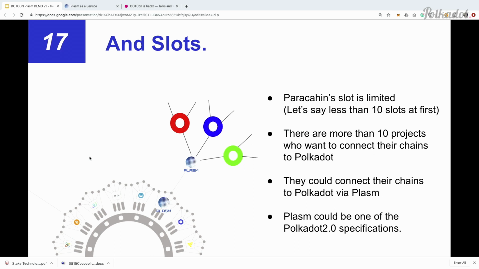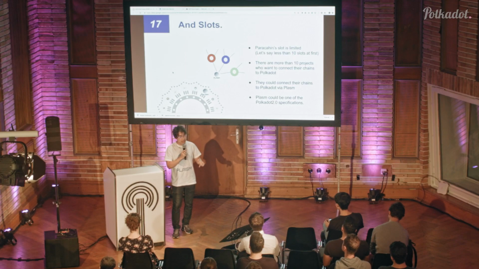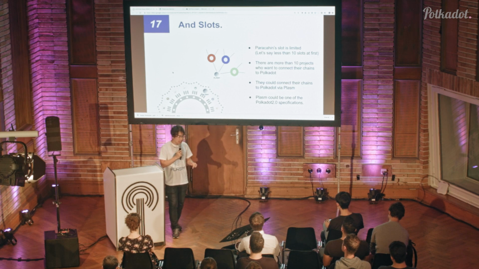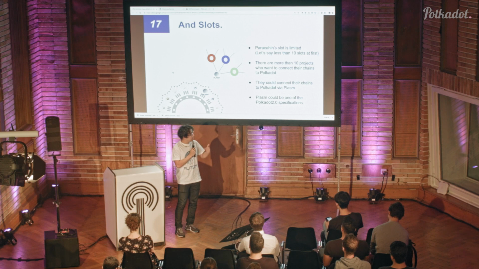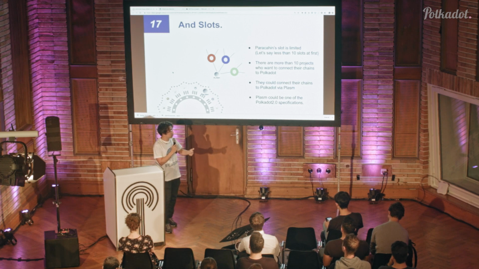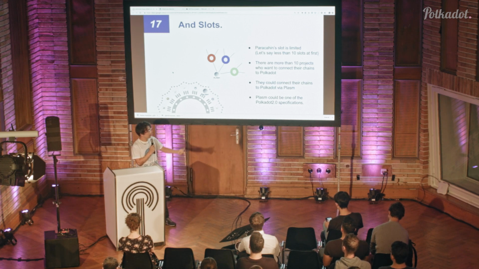And I would like to mention this one, the slot. Parachain slots are limited, let's say less than 10 slots at first. And currently, more than 30 projects want to be a parachain. So 20 projects cannot be a parachain. So we will provide a way for them to connect their chain to Polkadot through Plasm. In this sense, Plasm could be one of the Polkadot 2.0 specifications.